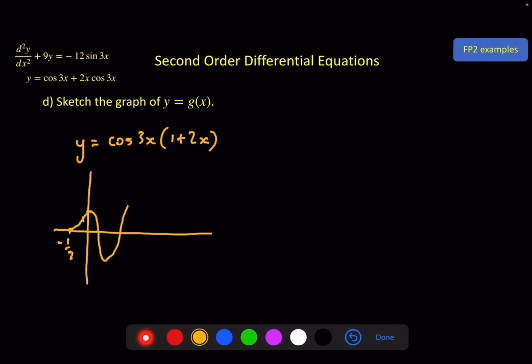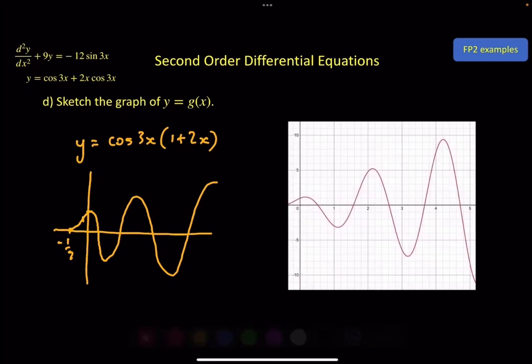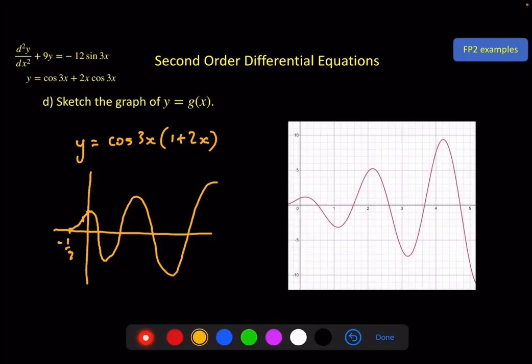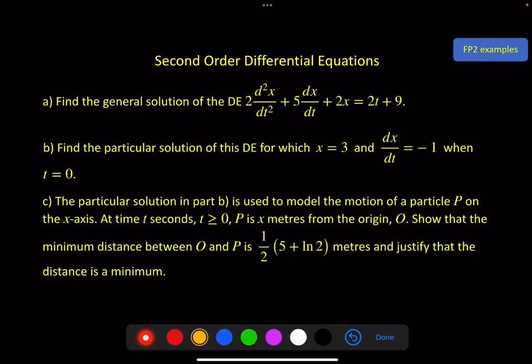So it looks something like this. And my diagram is probably not very good, so I have also put on an accurate plot to show you how it looks. There we go.